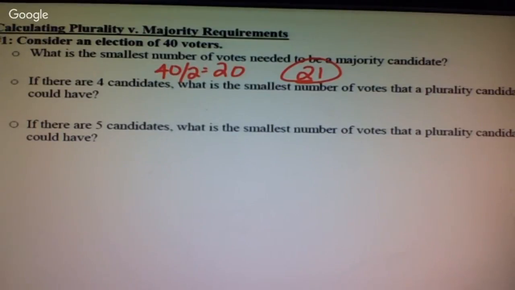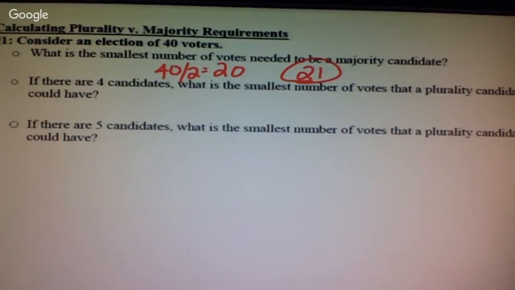Let's see what you do with this one, though. If you have 4 candidates, and you still have 40 voters, what is the smallest number of votes that a plurality candidate could have? 10 is close. You are so close. 11. Can you explain to me why?